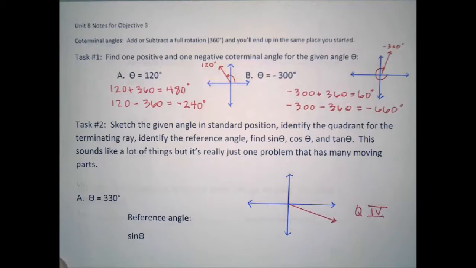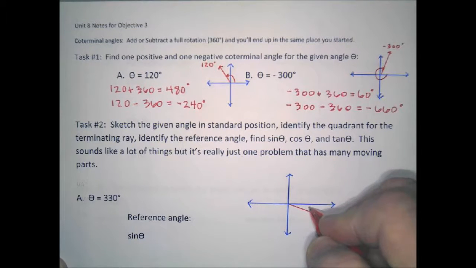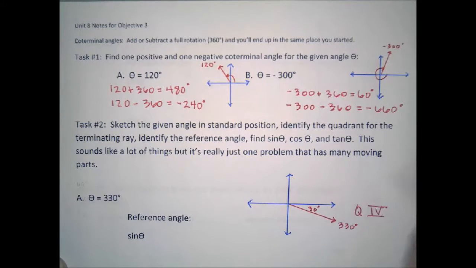Now, what's the reference angle? Well, if this is 330 degrees, remember reference angles are always off of the horizontal axis. So we're going to think of this. We were 30 degrees short of making it all the way back up to this x-axis right here. So the reference angle is 30 degrees.